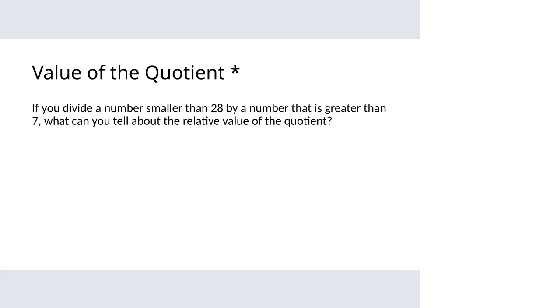All right, let's practice one. I'm going to set up a poll for this. If you divide a positive number smaller than 28 by a number that's greater than 7, what can you tell about the relative value of the quotient? It wouldn't change the answer if I didn't have positive in there, but I think it just gives you a framework to use numbers for examples. I'm going to make a poll for this, and you try it. I don't think these are easy, but I do think you can master them.